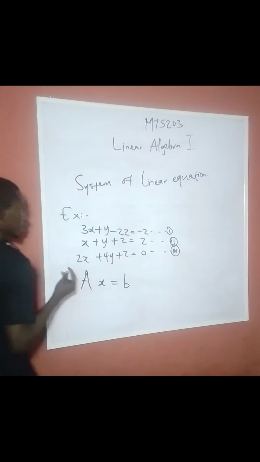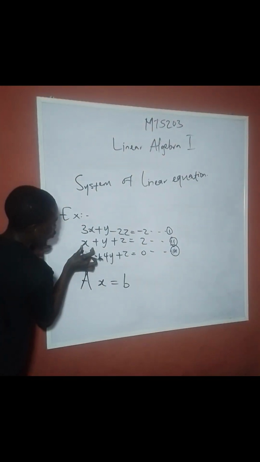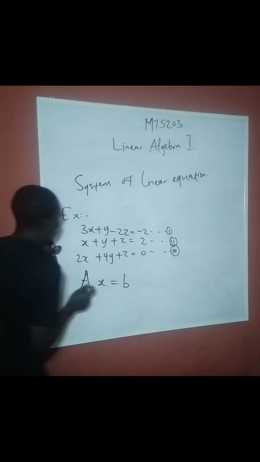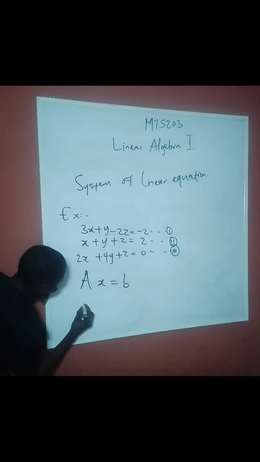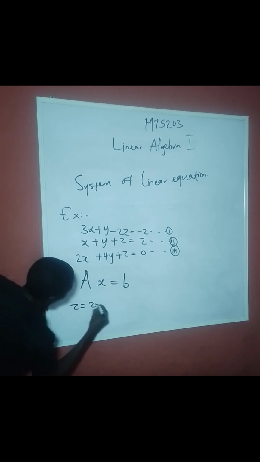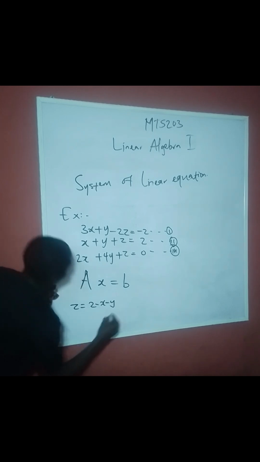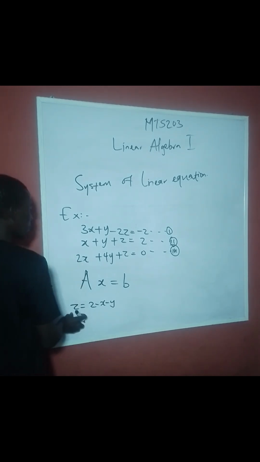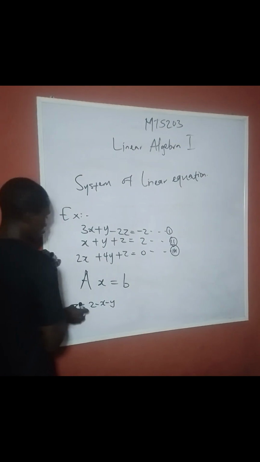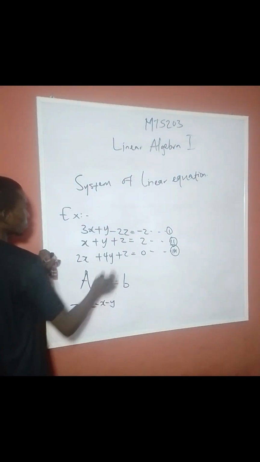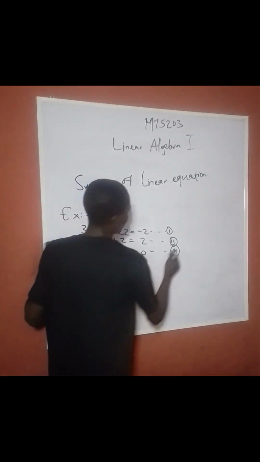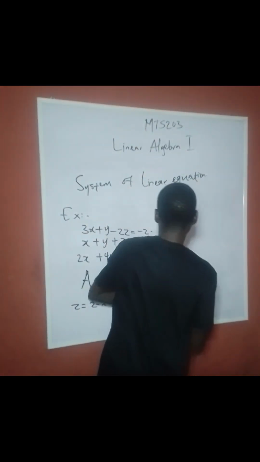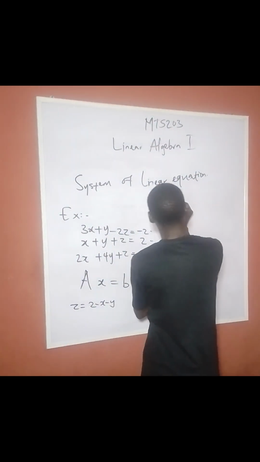I can see that my equation 2 is a bit less complex for me to use. So let me make z the subject. I can just say z equals 2 minus x minus y. And then for me to have z as the subject here, I can easily substitute my z in my equation 1 and 3. So let me simply do that.